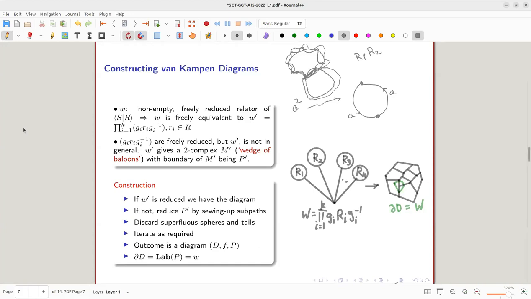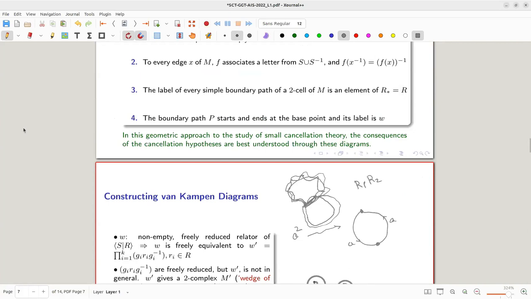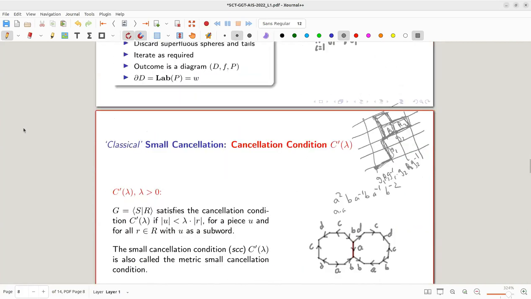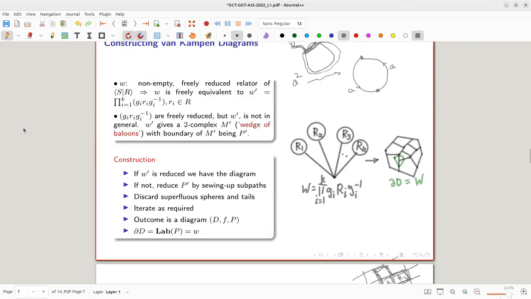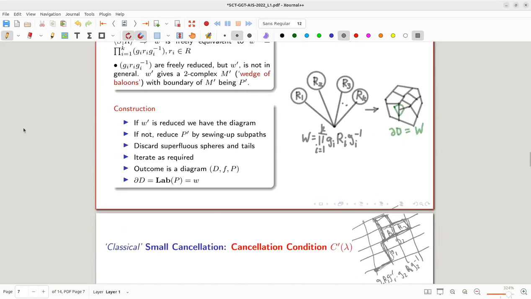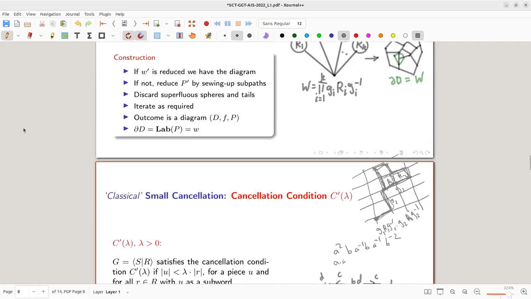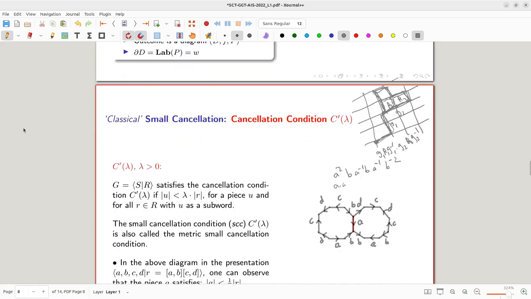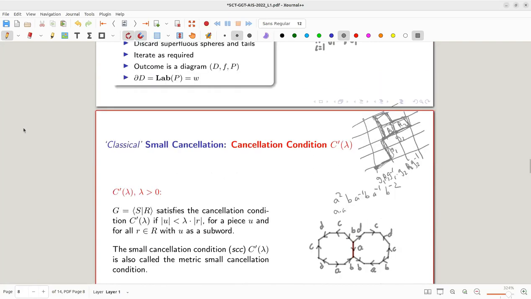We are essentially reducing the wedge of balloons like this. This is what I have just described with this Z2 product written here. So finally we will get something like this two-dimensional complex, and the boundary of that two-dimensional complex will read W, which is this in this case. Fine, very good.